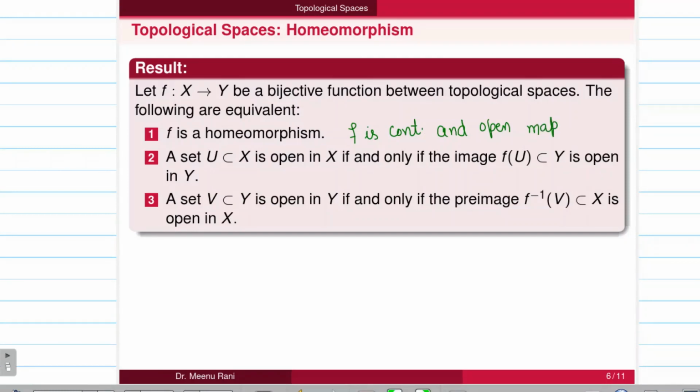Now the continuity of F implies that if there is an open set in Y, then its inverse image is also open in X. And open map implies that if there is an open set in X, then the image is also open in Y. Thus, the first implies the second statement. Similarly, we can prove the first implies the third statement also by replacing F with F inverse in the proof of this. So, second and third are also equivalent, thus the three conditions are equivalent conditions.